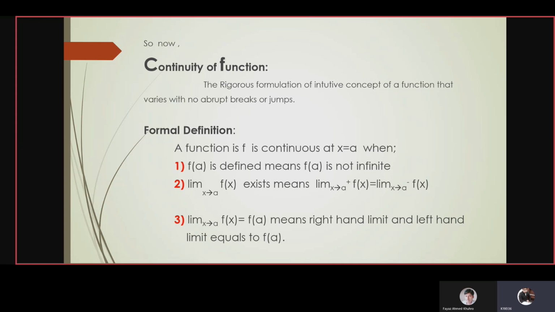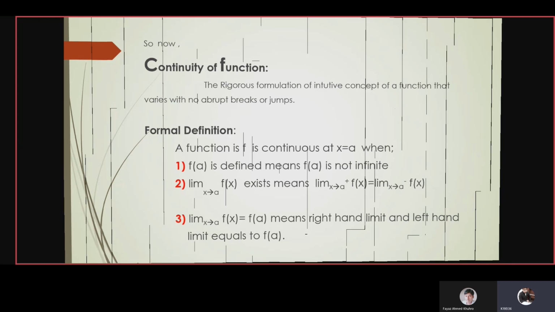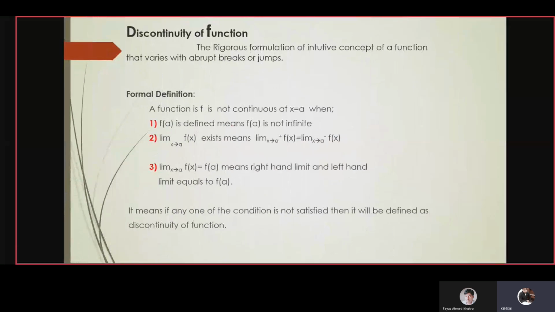Another condition: the limit at point a should exist, meaning the left hand limit is equal to the right hand limit. The third condition is that the limit should be equal to the defined function value. These are the conditions that satisfy the continuity of function.